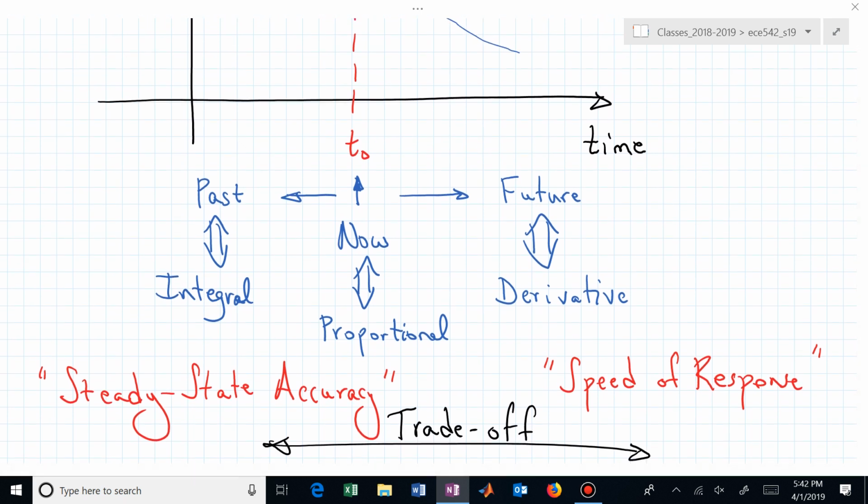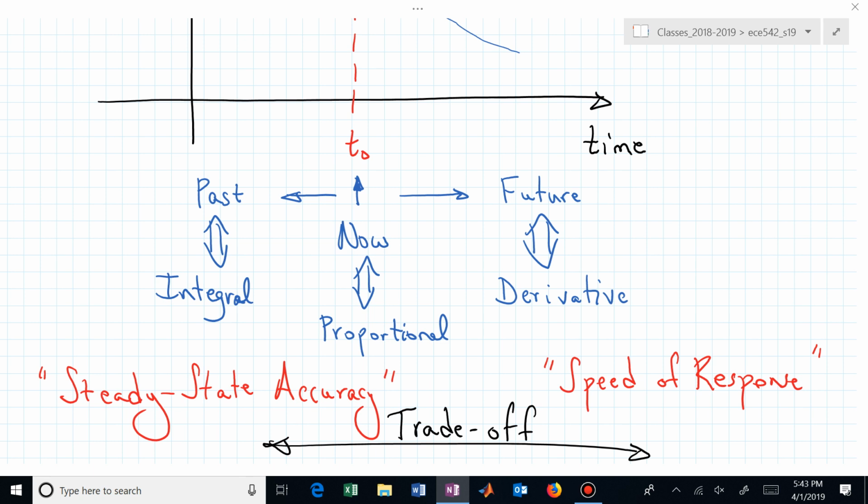And here's where the big bucks come with the trade-off. That's why they pay you the dollars that they pay you when you finish, is answering or asking these questions, or working your way through this trade-off. If you emphasize the integral piece, then maybe you're more worried about steady state accuracy. Are we locked on? Is Y tracking R? Or is there a very small difference between Y and where we're applying our reference signal?